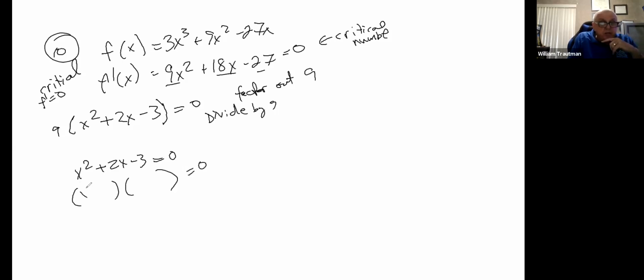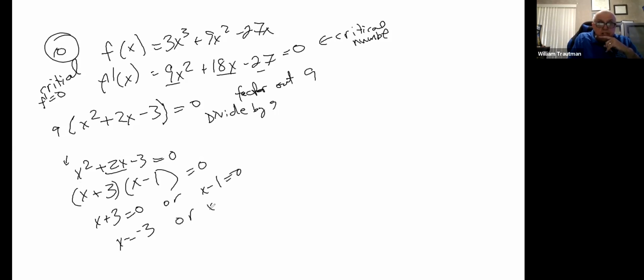And so you've got to remember how to factor, 3 and 1. The 3 has to be positive and the 1 has to be negative because you've got to get a plus 2 here. We're not using the AC rule. We're using the simple factoring when the number in front of x squared equals 1. So x plus 3 equals 0, or x minus 1 equals 0, and you have to solve for x for both of these. When you get the number to the other side, x equals negative 3 or x equals a positive 1. These are the critical numbers.